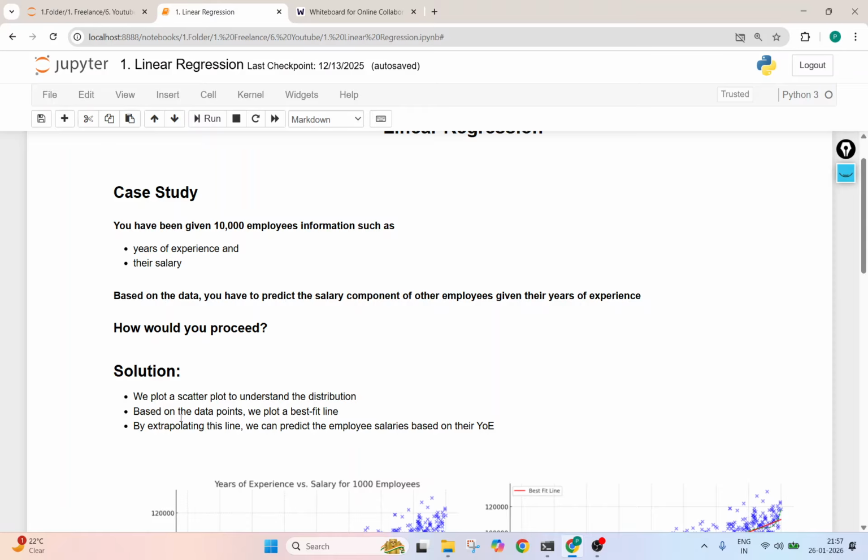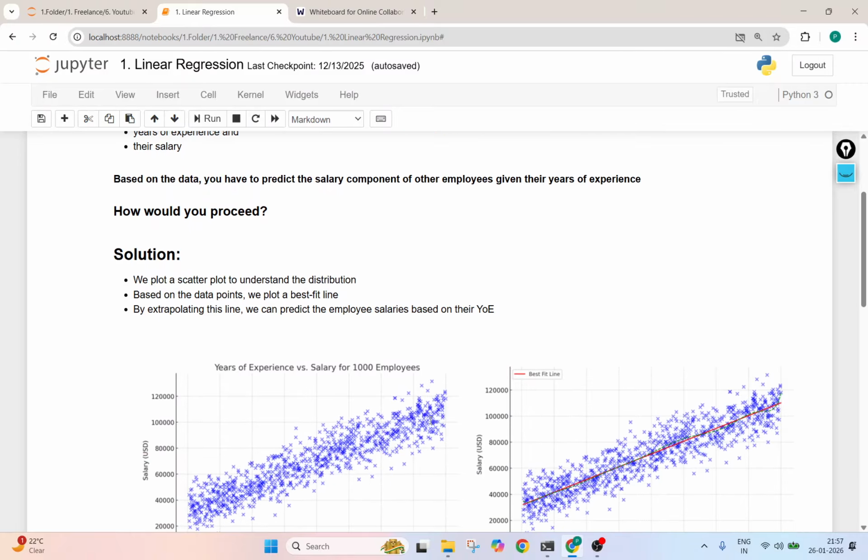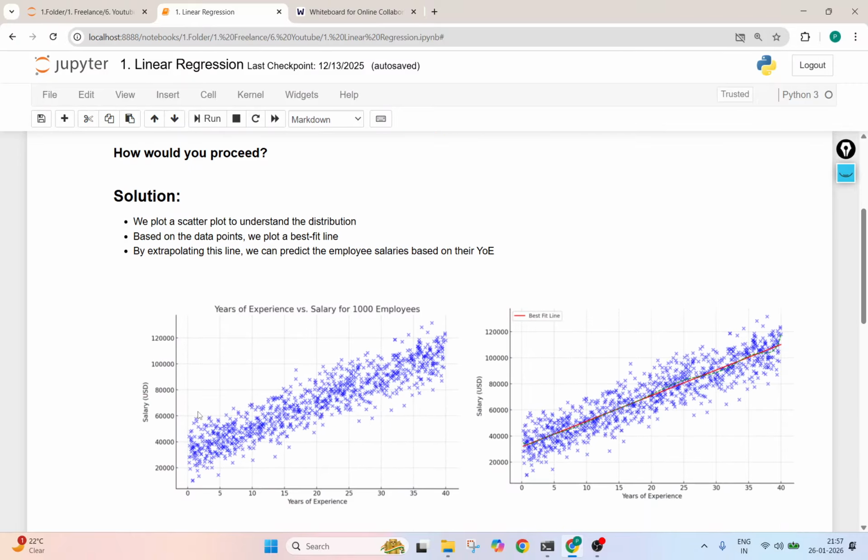Okay, next, based on the data points, we plot a best fit line. By extrapolating this line, we can predict the employee salaries based on their years of experience. So this is step one. We plot the data points, which is fairly linear in nature. This is point two, that is based on the data points, we plot the best fit line. And this is what linear regression actually does. So the model linear regression is responsible for creating this best fit line.